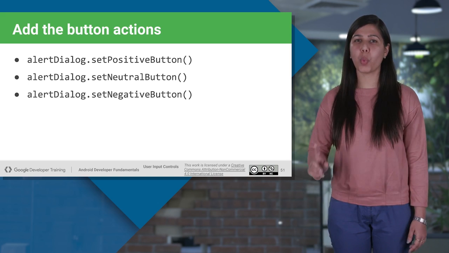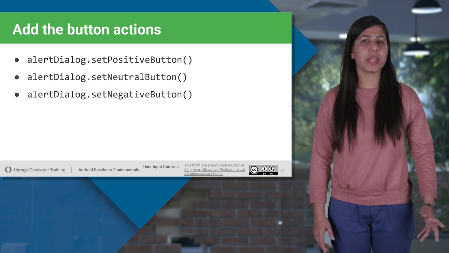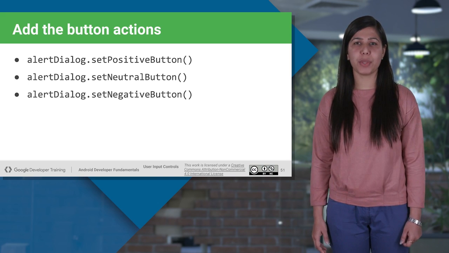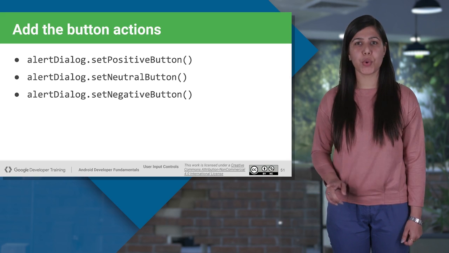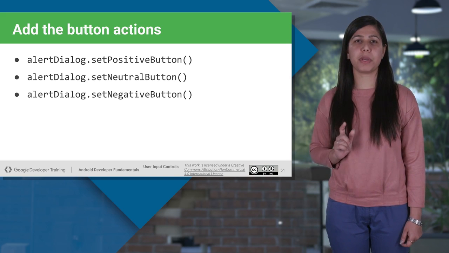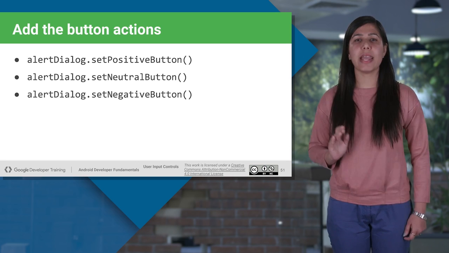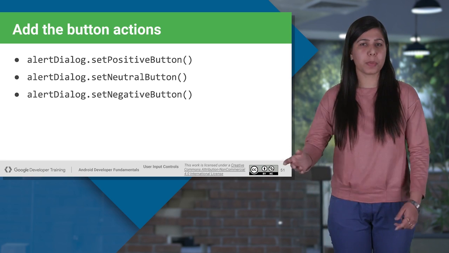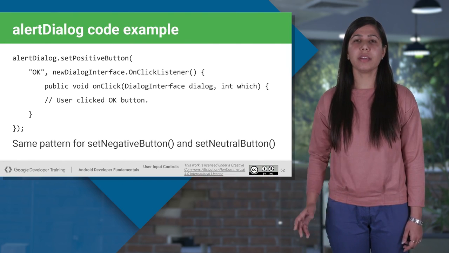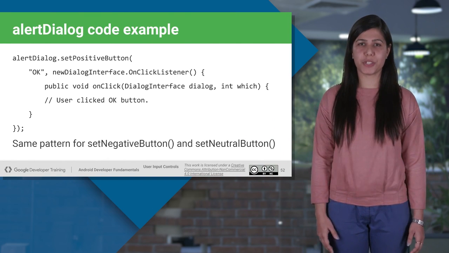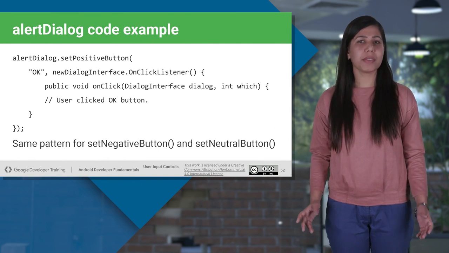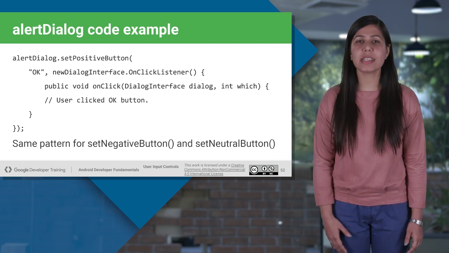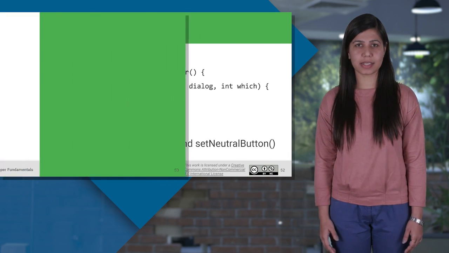Say, for example, if you wanted to have the buttons Yes, Later, and No, you would use setPositiveButton, setNeutralButton, and setNegativeButton on your alert dialog and name them respectively. So here, this is how we can set a positive button. The same pattern goes for setNegativeButton and setNeutralButton.